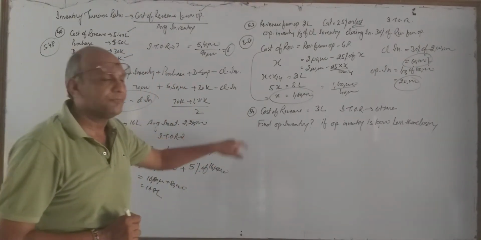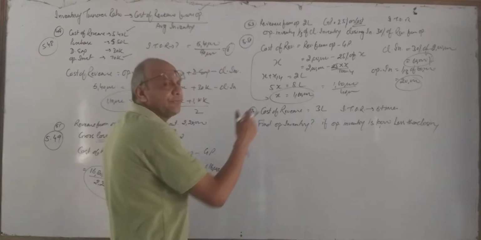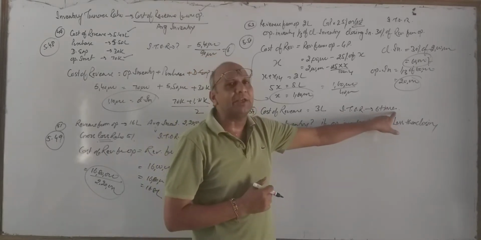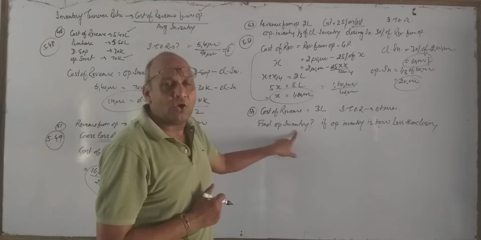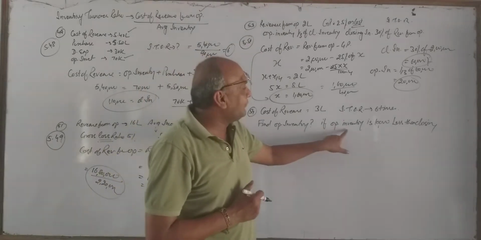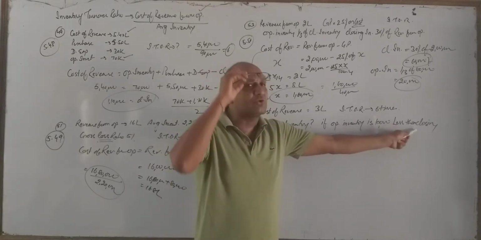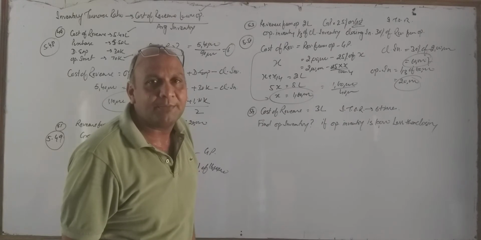Illustration 54. It is given cost of revenue 3 lakh. Now little bit different types of sums are coming now. Here inventory turnover ratio is already given, 6 times. Find out opening inventory. Opening inventory निकालनी है. If opening inventory is 10,000 less than closing, opening inventory जो है वो closing से 10,000 रुपए कम है.